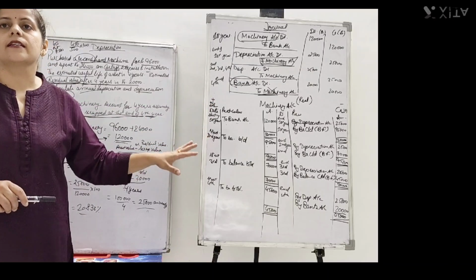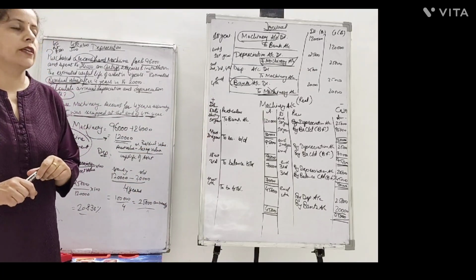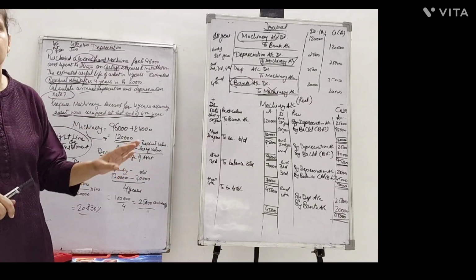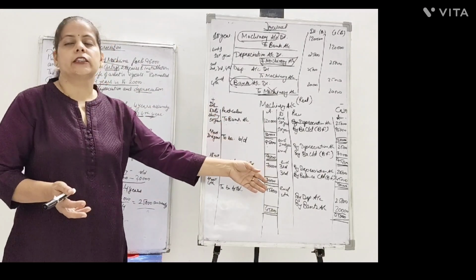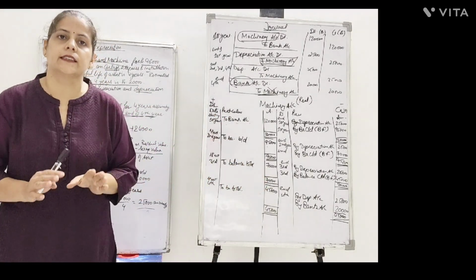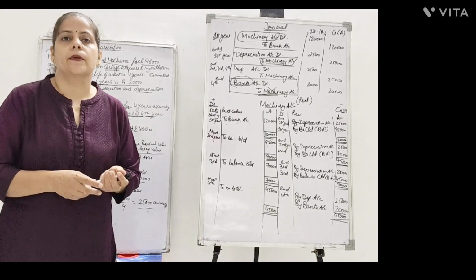Here this is the simplest version of the machinery account with the straight line method. No purchase of further machinery or sale of existing machinery was done, which we'll discuss in the upcoming videos.